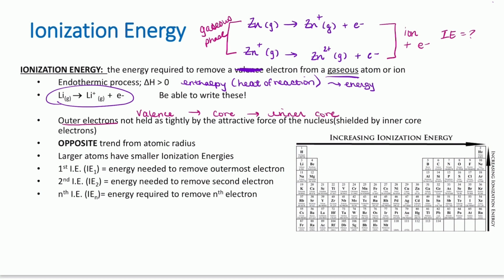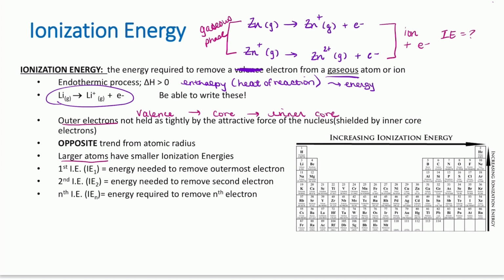Large atoms have smaller ionization energies. Why does a larger atom have a smaller ionization energy? Well, we need to remember, what does ionization energy mean? It's that energy required to remove the electron. If an atom is really large, to be honest, it just doesn't take as much energy to remove the electron because it's so far out from what the atom is really holding on to.